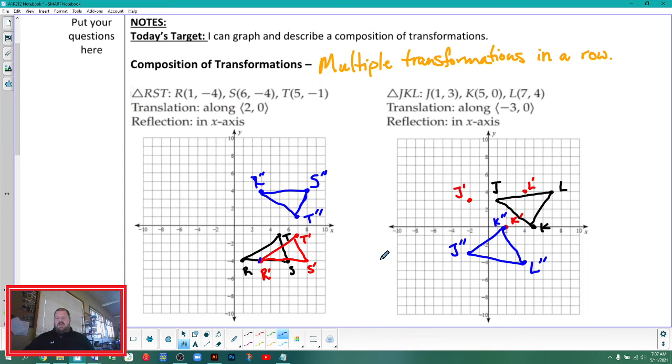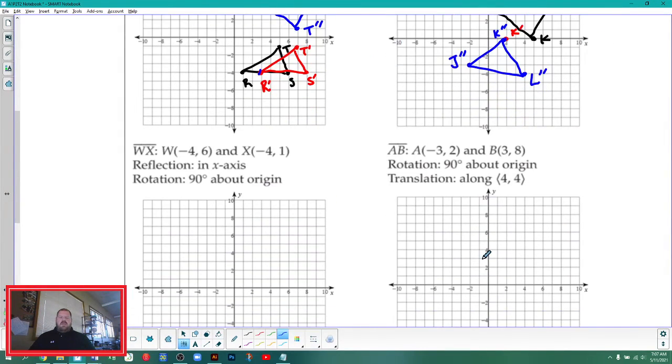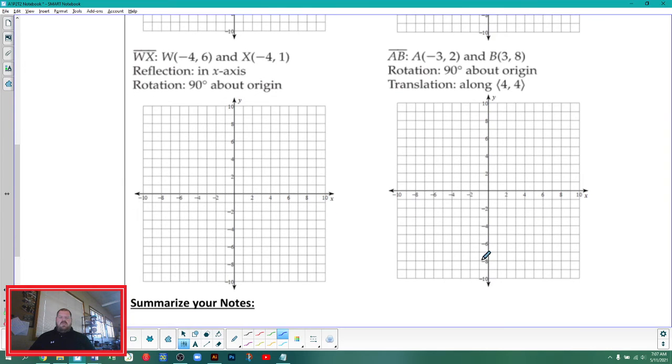Everything works out just fine. So that's where our final product lives. That's where our final image lives. Okay, now we have some other ones.